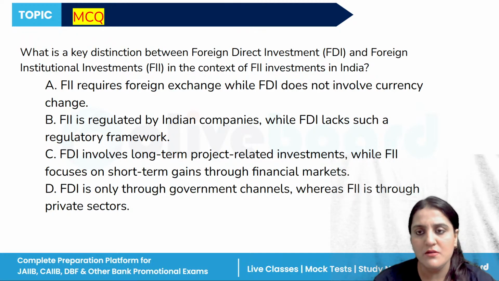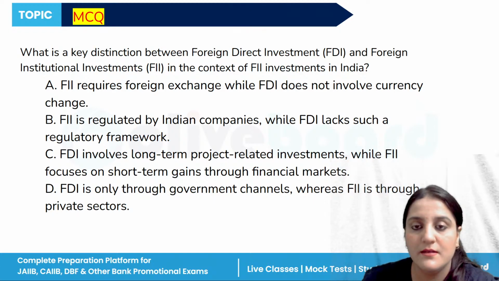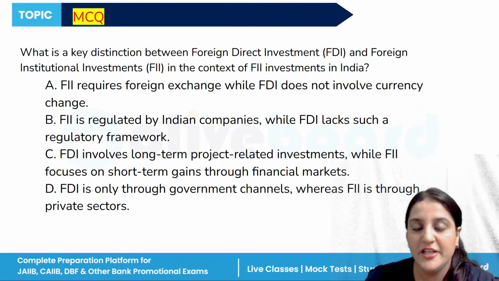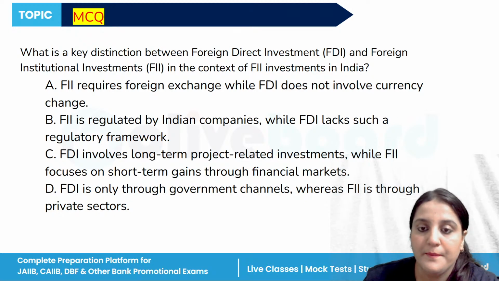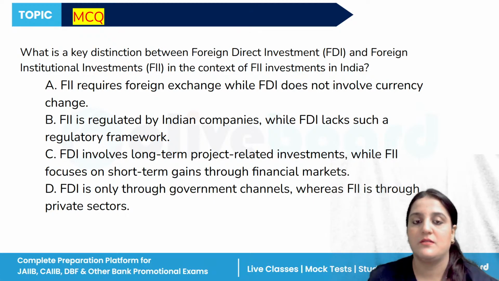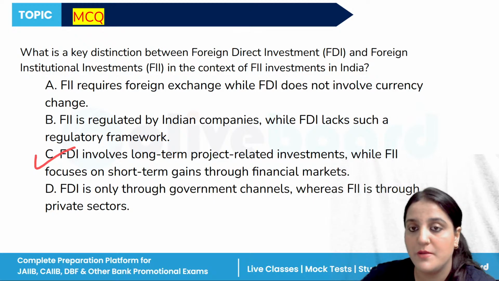So basically, FDI here involves long term project related investments, while FIIs focus on short term gains through the financial markets. So option C is correct here. This is the key distinction between FDI and FIIs.